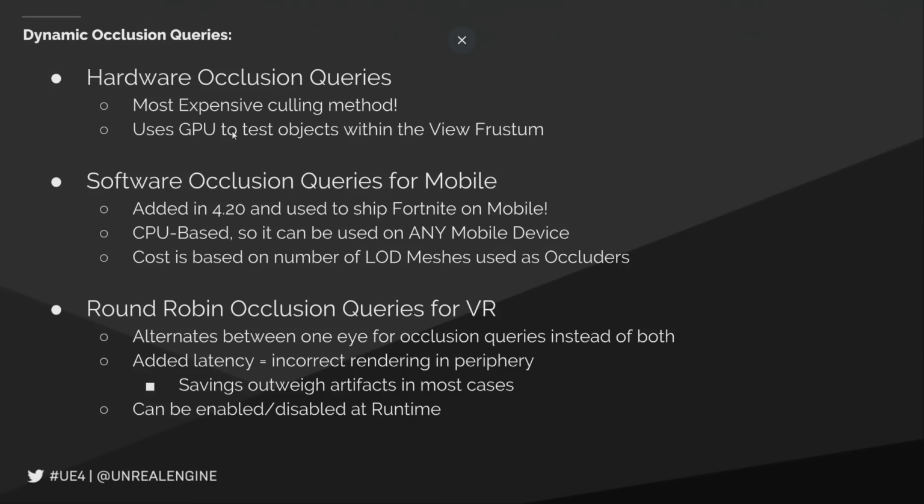All right. So the biggest one we've got is dynamic occlusion queries. These are generally the most expensive to use. I say generally just because hardware occlusion queries are the ones we've used, and that's your GPU. There are some other methods on here, like software occlusion queries, which rely more on the CPU.